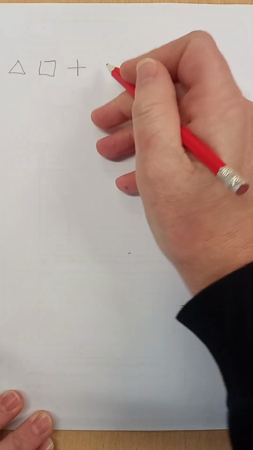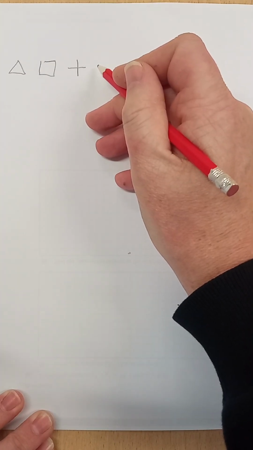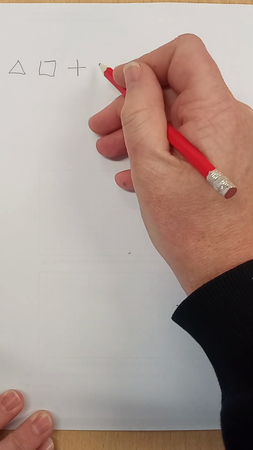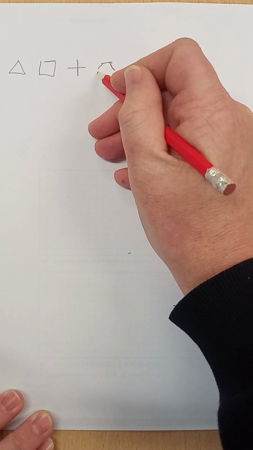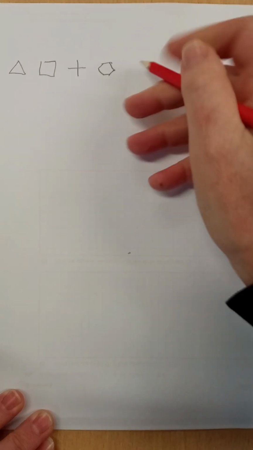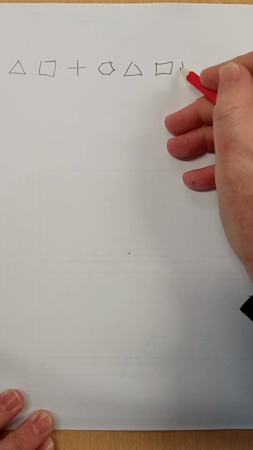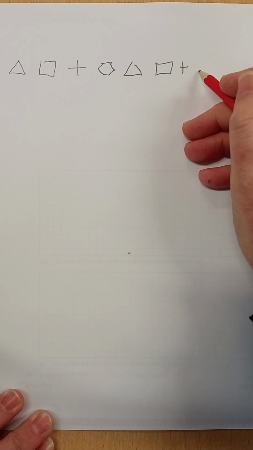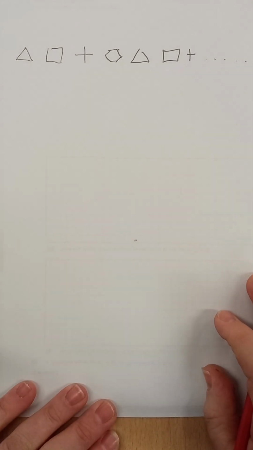cross, and let's pick another shape if I can. Hexagon. Worst hexagon ever. Okay, and then here we go: triangle, square, plus, and then so on and so forth. So this is a repeating pattern.